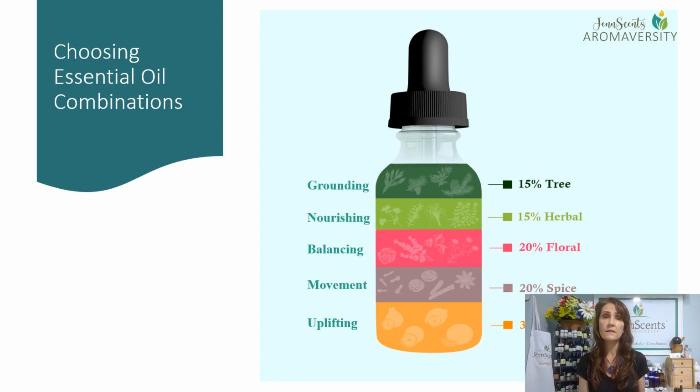When you're customizing something for somebody else, you need to figure out, oh okay, what do they need? Maybe if they are too scattered and too aloof, then you need more grounding, in which case these ratios would be completely opposite. You would have more tree and less citrus. So you have to look at the purpose, you have to look at the person.